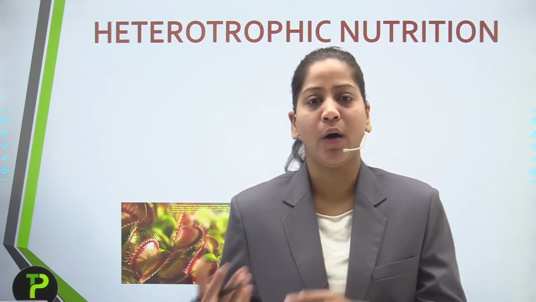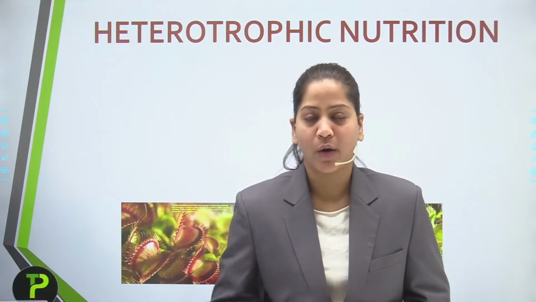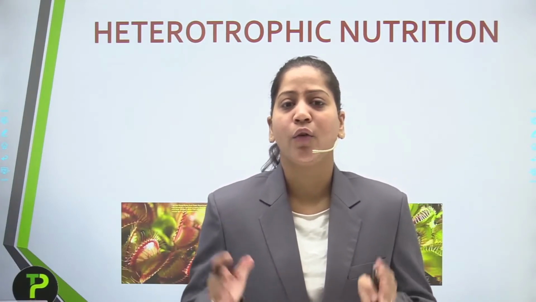Now we will be discussing heterotrophic nutrition. As we know, what is heterotrophic nutrition? In this type of nutrition, an organism, it may be plant or animal, is totally dependent on other organisms to get their food or nutrients. These types of organisms which depend on others to get food and nutrients are heterotrophic organisms or heterotrophs. They cannot make their food on their own.